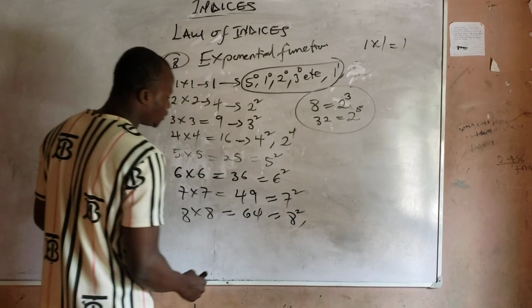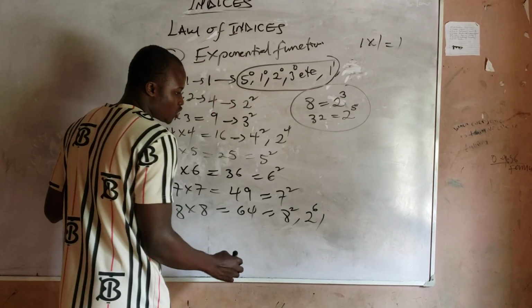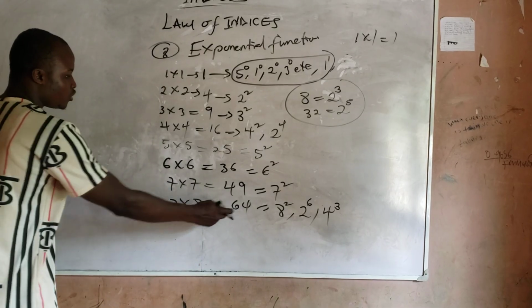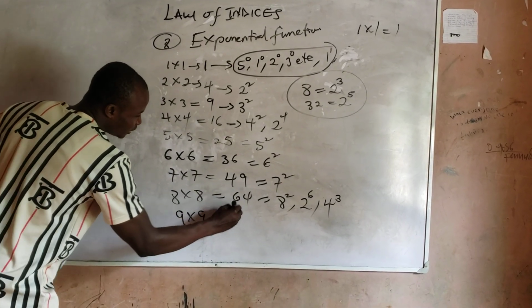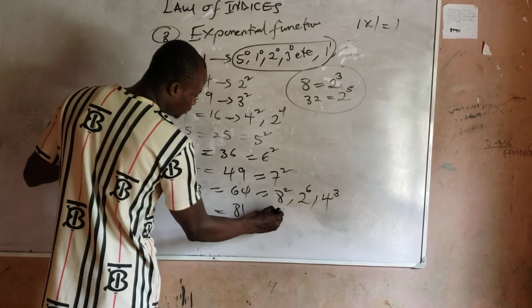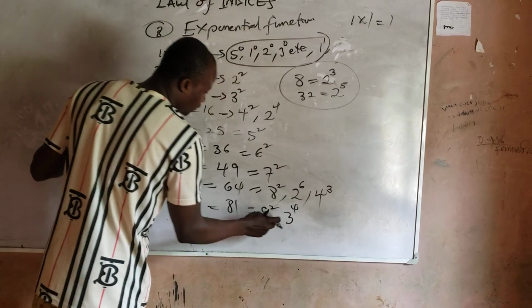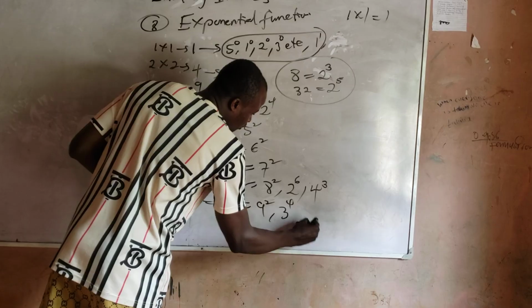You can also say 2 raised to the power of 6. You can also say 4 raised to the power of 3, which gives you 64. Now, 9 times 9 is 81, right? So 81, you can say 9 raised to the power of 2. 3 raised to the power of 4 gives 81 as well. And so forth, etc.